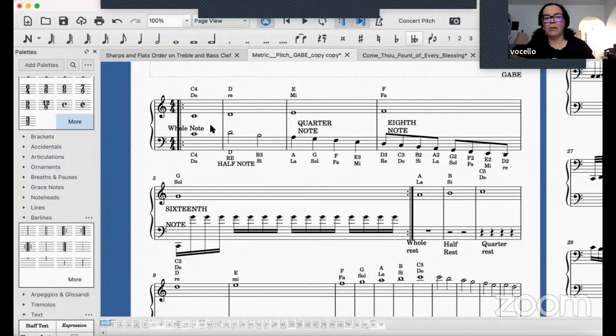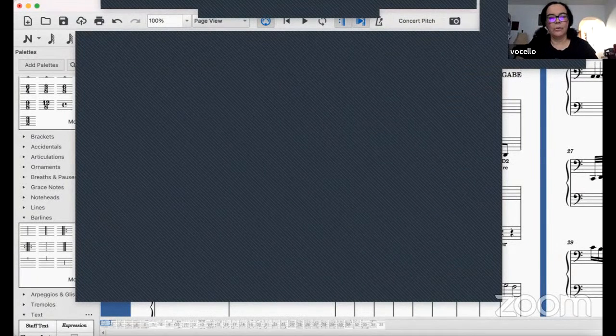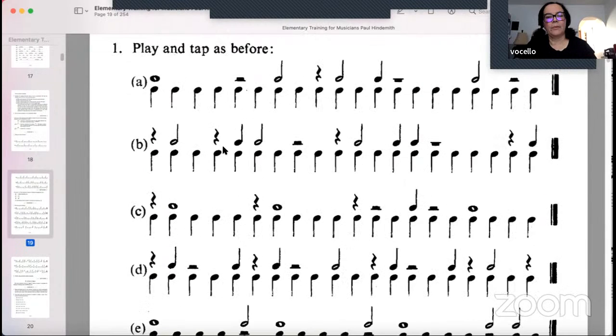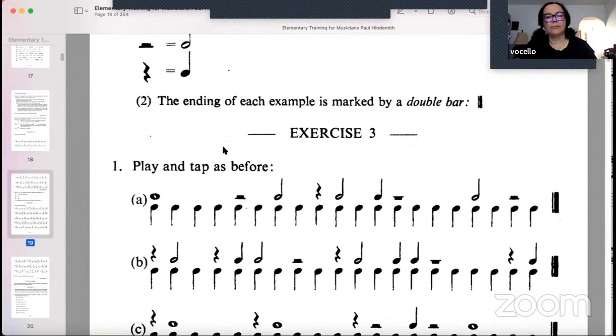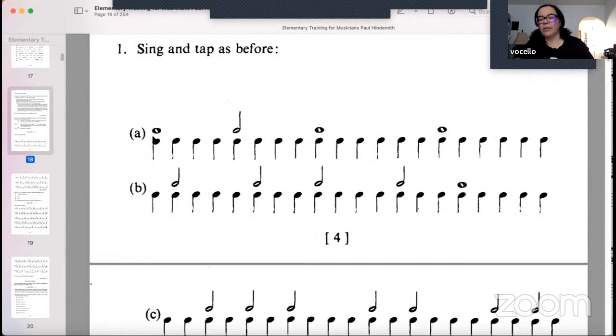The rhythm that was singing was the bass clef. And this here was the quarter note, the constant referential. This also has to do with your elementary training for musician. Let's do this exercise. See, the referential here is the quarter note.